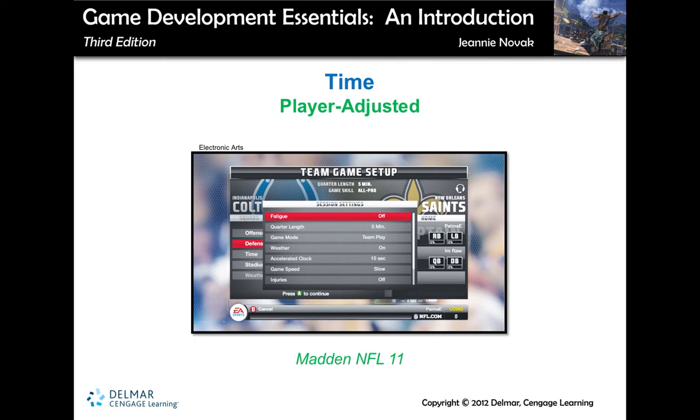Player-adjusted time is where the player can actually adjust the time. So if you're playing maybe a football game, you can decide, well, maybe I don't want a quarter to be 15 minutes long like it is in real life. Maybe I want the quarter to only be 5 minutes long. So you allow the player to adjust that time, and then the game goes a little faster.